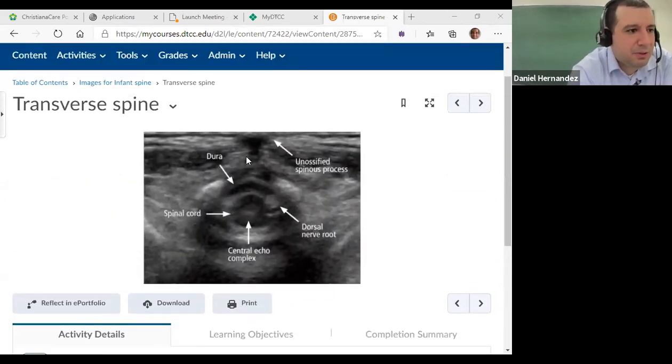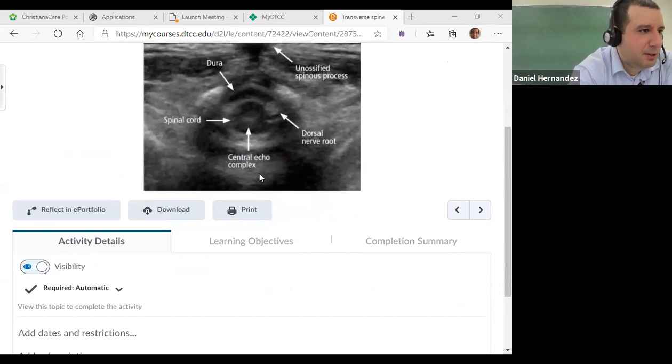Some places will actually have you do cine clips, progressing in transverse as opposed to still images. So again, it depends on your lab and what their protocol is.